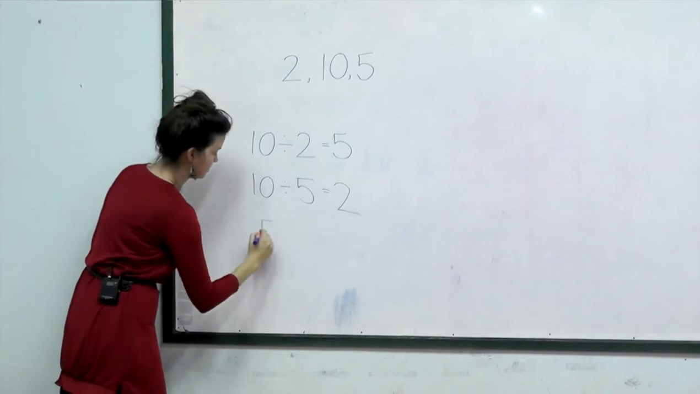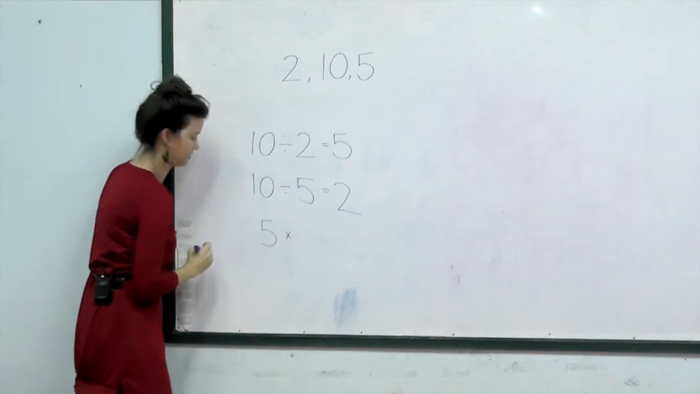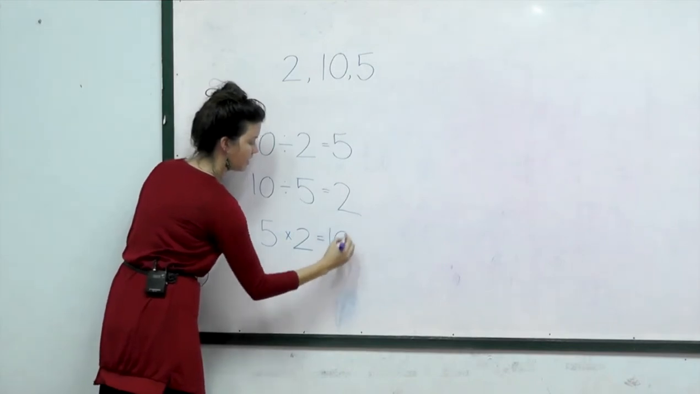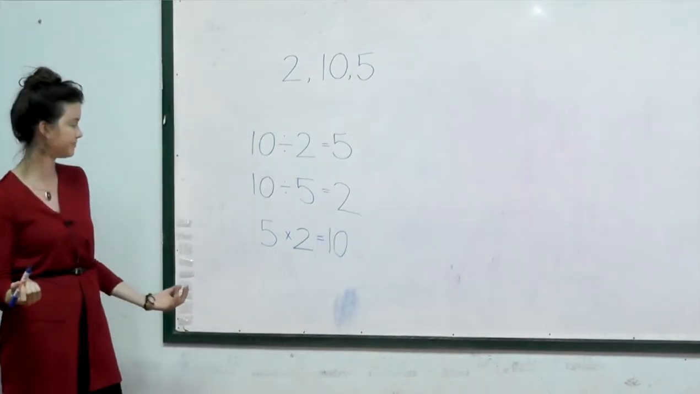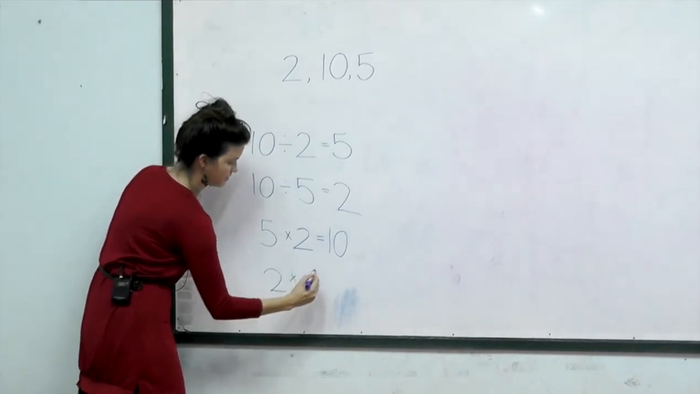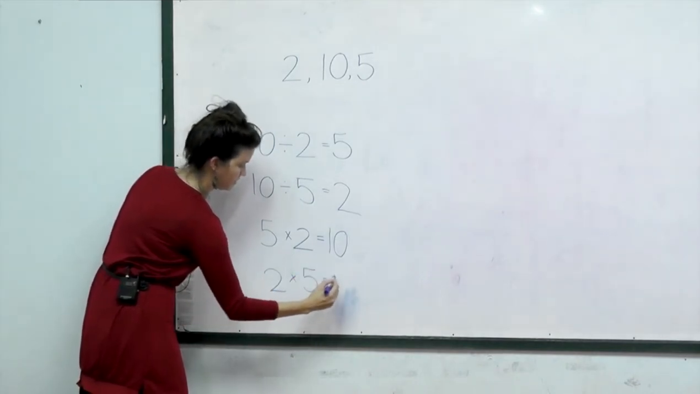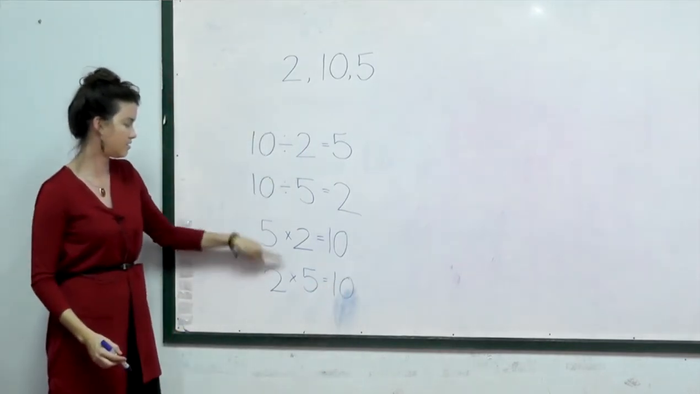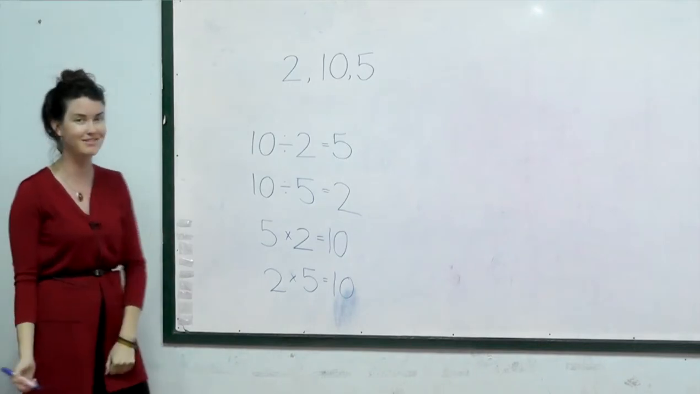5 times 2 equals 10. Okay, what's our last one? 2 times 5 equals 10. Okay. We've got 2 division, 2 multiplication. That's our first fact family.